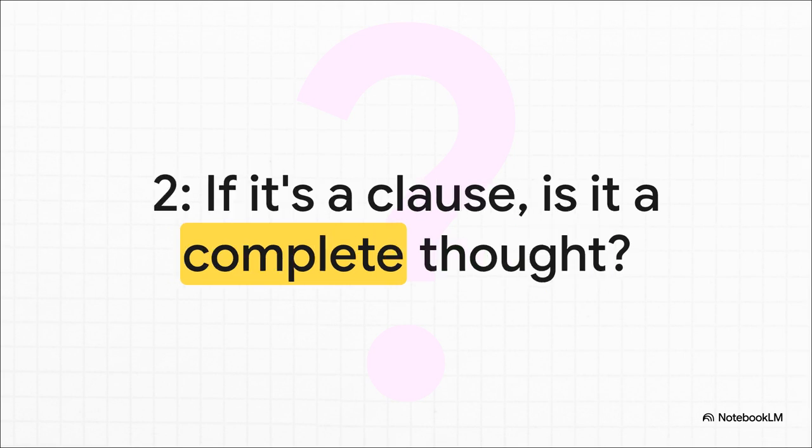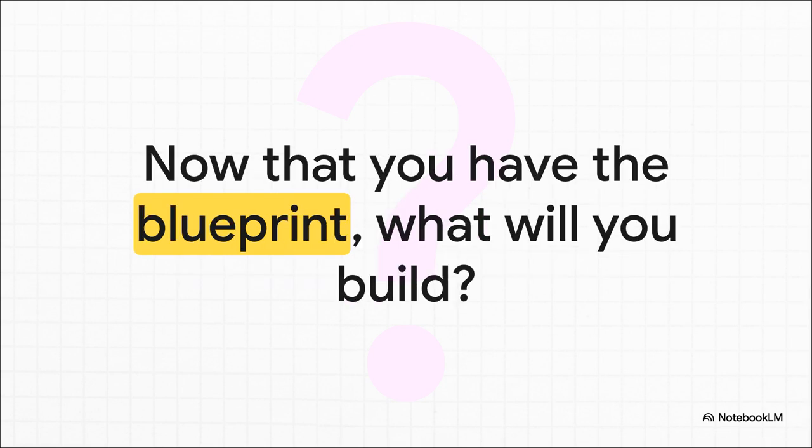And then, if you found a clause, you just ask question number 2. Does it express a complete thought? If it can stand on its own 2 feet, it's independent, the main structure. If it feels incomplete, it's dependent. And that's really all you need to know. By really understanding these building blocks, you're no longer just putting words on a page. You're an architect. You can build sentences that aren't just correct, but are actually strong, elegant, and crystal clear. So now that you have the blueprint, what are you going to build?